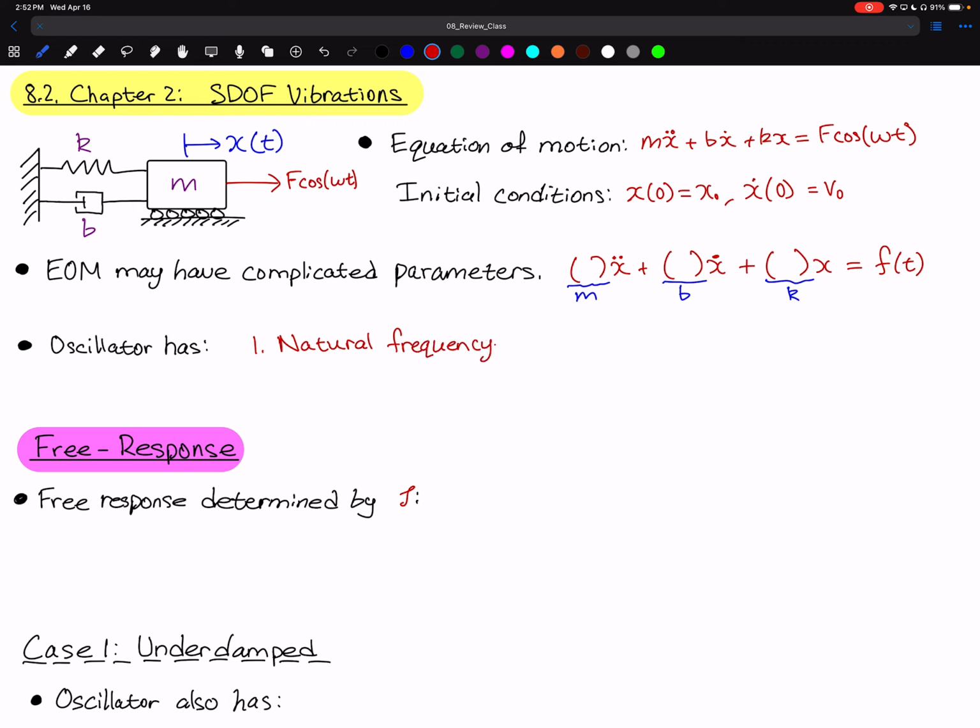Which we will say is omega sub n. This is equal to the square root of the stiffness divided by the mass. So that means everything in front of x divided by everything in front of x double dot. And generally the units for this are radians per second, unless we prescribe that it's non-dimensional.